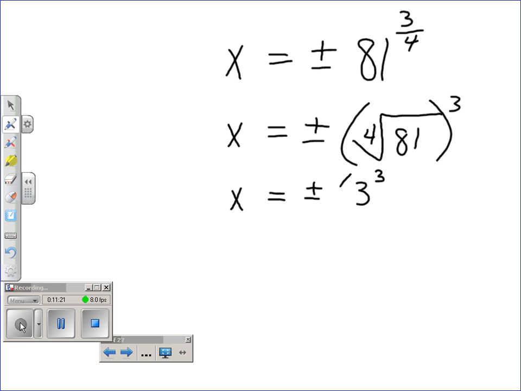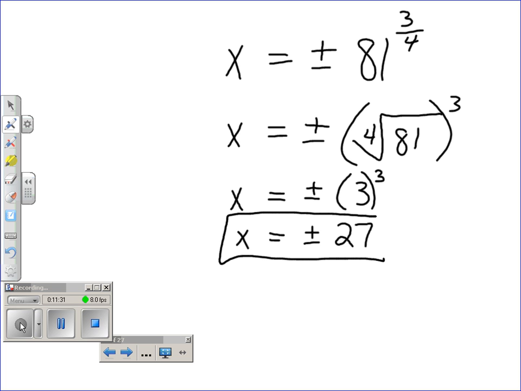So I have plus or minus 3, which I have to cube. And when you cube 3, you get 27. So we have two answers, a positive and a negative 27, because we were taking an even numbered root, that 4 up here. Since the root we took was even, we get two answers.